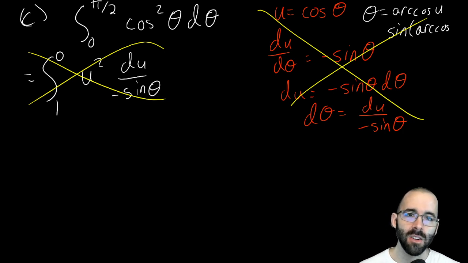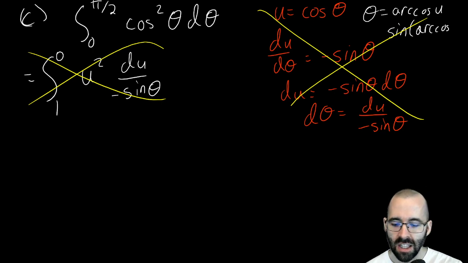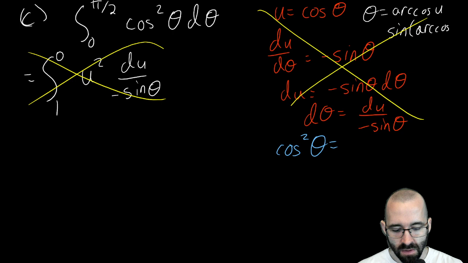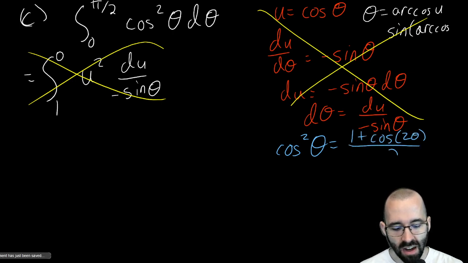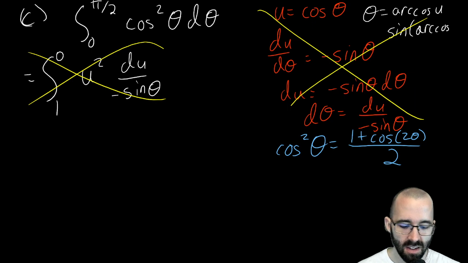But here we're going to use the power reduction rule, which is really closely related to the double angle formula. Go back into your trig notes. Remember that cosine squared of any angle is 1 plus cosine of double that angle, divided by 2. And that's going to make this integral a lot more manageable.